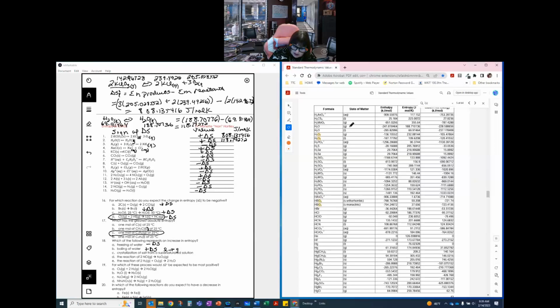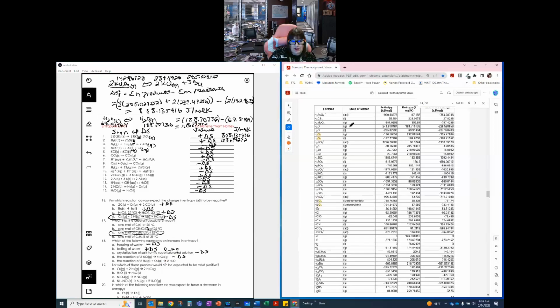Okay. Crystallization of salt from a supersaturated solution. So we've gone from high entropy to low entropy. We've crashed out that solid from a liquid, from being in the aqueous phase. I would expect that to be a negative delta S. The reaction of 2NO to give me N2O2, I would expect that to be negative because we're going from 2 moles of gas to 1 mole of gas.